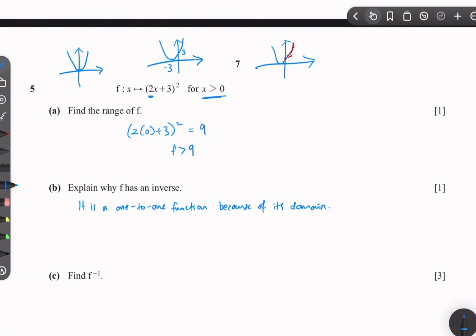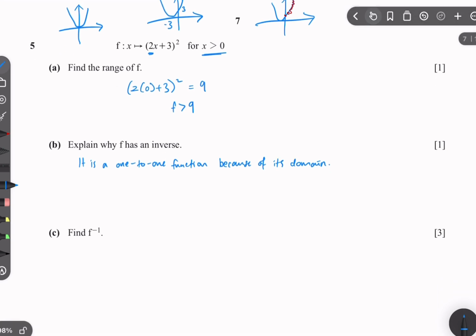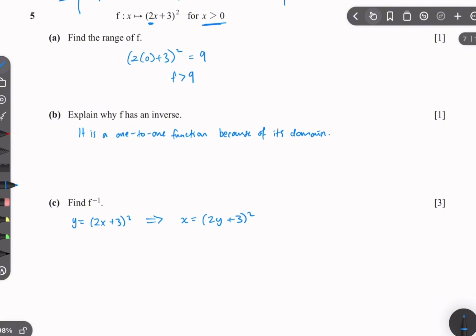Okay, part C, find the inverse of f. So the equation is y equals (2x plus 3) squared. This is from the question. And to find the inverse, you have to switch the x and y around. And you should get x is equal to (2y plus 3) squared. Then you rearrange to make y the subject. So square root of x is plus minus, and then 2y plus 3. So y will be minus 3 plus minus root x over 2.